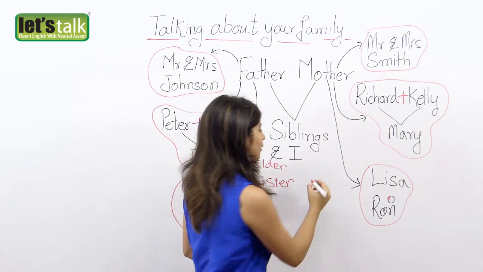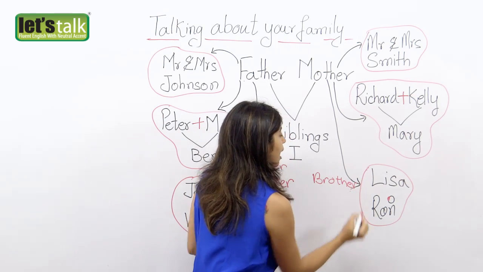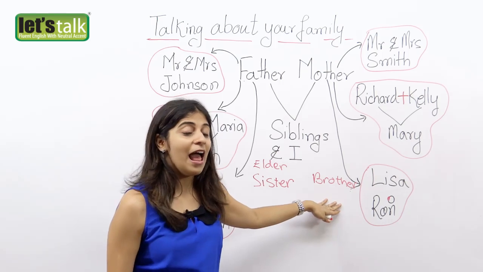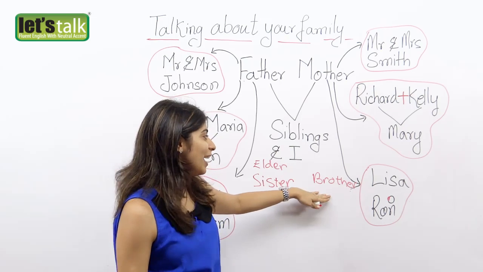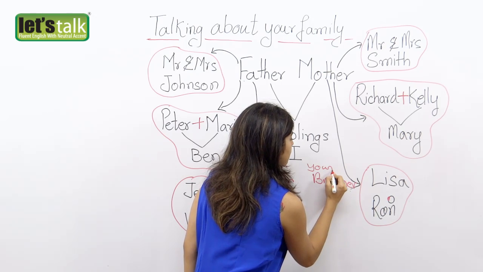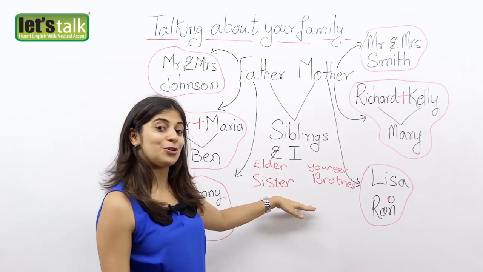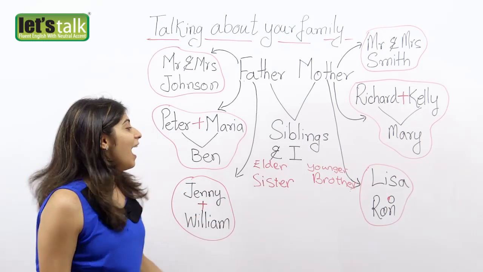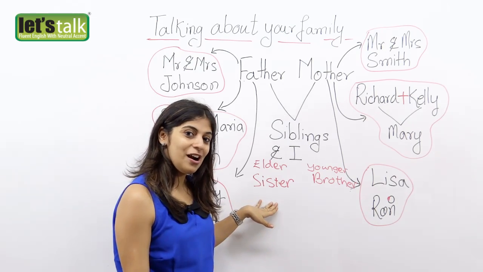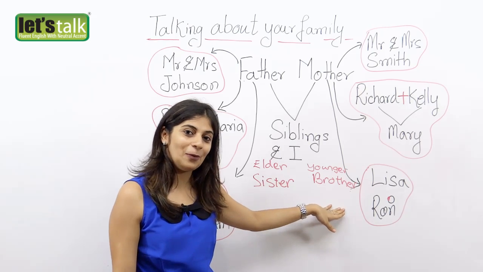And your brother, if he was born after you were born, so he would be your younger brother. So when you have to talk about your siblings, you would say, I have an elder sister who works for a bank, and I have a younger brother who goes to a school.